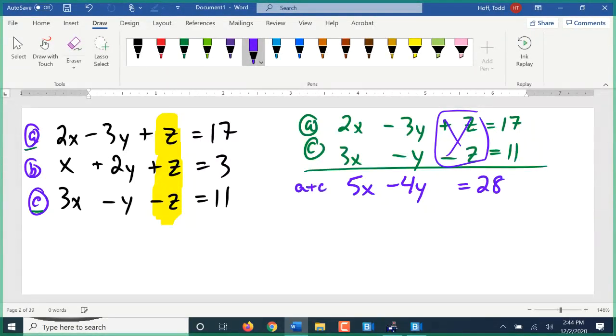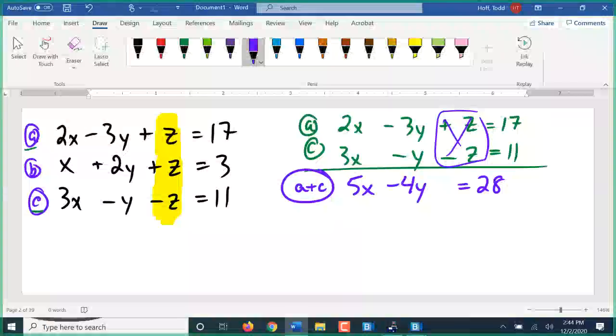That's A plus C. Now you might notice that's actually the same equation we got when we substituted that solved equation A into C the last time we did this. We got there a lot quicker here. That's one of our two-variable equations for that system.